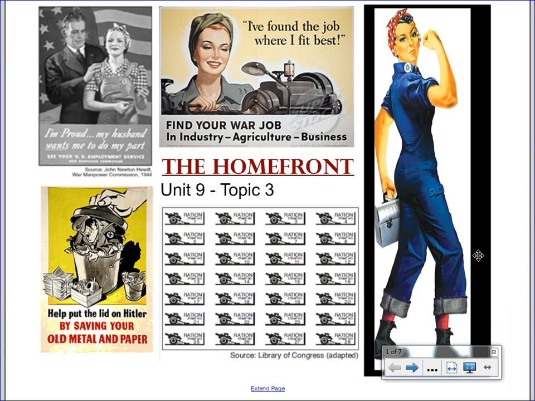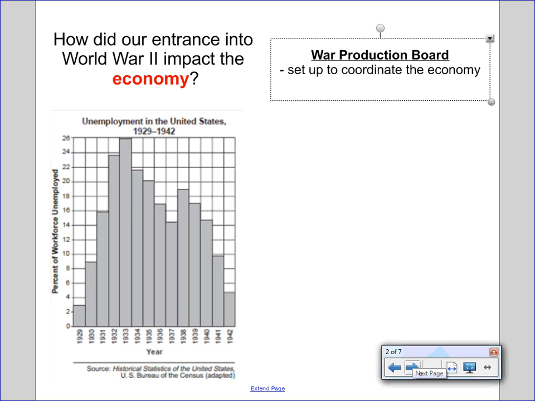Okay, here we are, topic 3, unit 9, the home front. We're going to be focusing in on how World War II impacted the United States at home. Now, before you even start looking at all this stuff, I want to just clarify one thing. In a war, when we talk about what the word front means, we mean place or location.